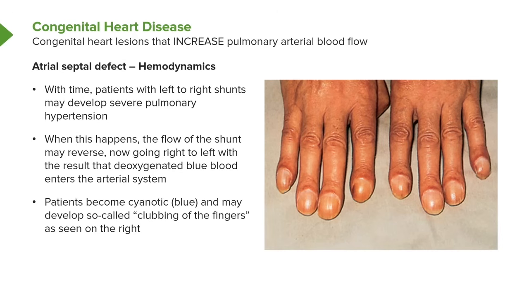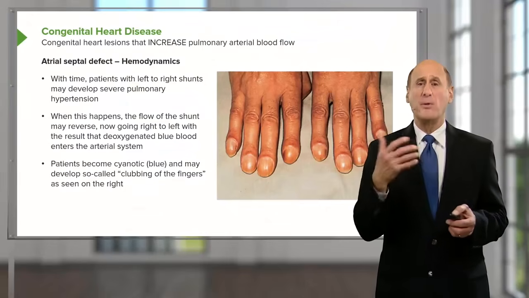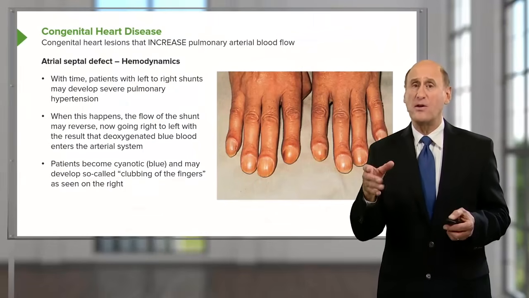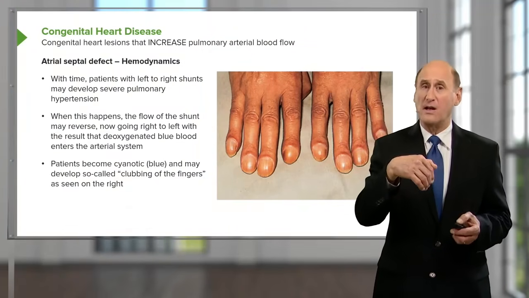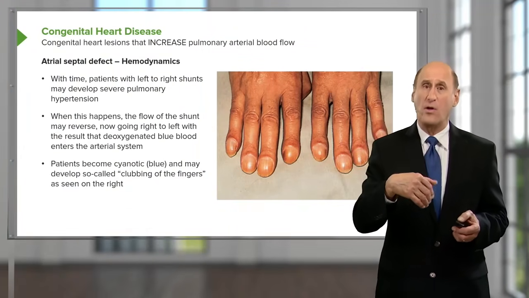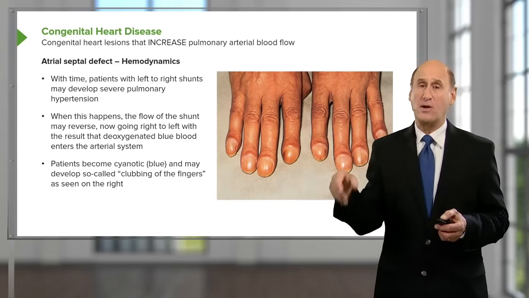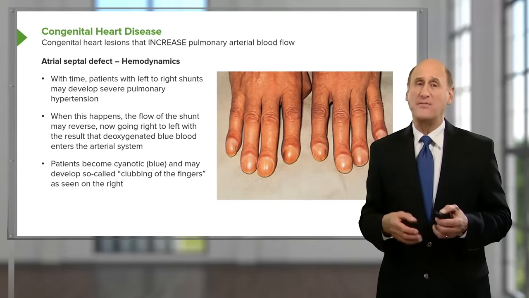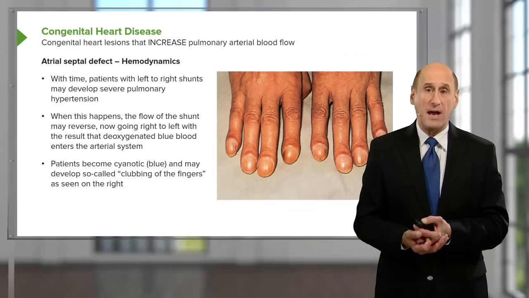This is a very advanced example. And by the way, if you look, the fingernails are not the normal pink color. They're a darker color. And that's because you have blue blood in the arterial circulation. The pulmonary hypertension has become so severe that now, instead of the red blood shunting across into the right atrium and down into the right ventricle, in fact, blue blood is shunting across the septum into the left atrium and the left ventricle and being pumped out in the aorta. This is commonly known as Eisenmenger syndrome.